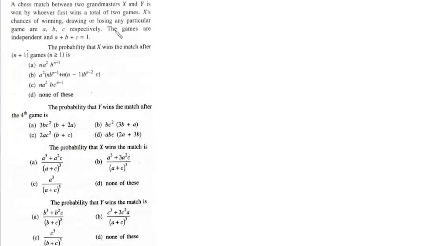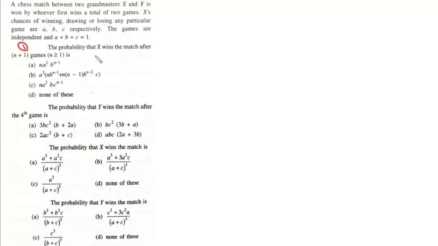X's chances of winning, drawing and losing are A, B and C respectively, so A plus B plus C equals 1, and games are independent. That means winning, drawing and losing are mutually exclusive and exhaustive. Now, the first part is to find the probability that X wins the match after n plus 1 games.